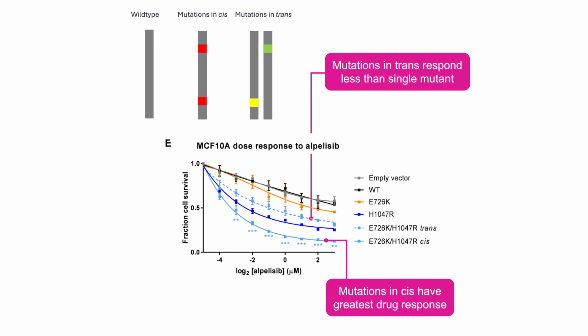Phasing also determines whether 2 mutations on the same gene are on the same allele, that's in cis, or if they're on opposite alleles, in trans. In breast cancer, researchers studied patients with 2 mutations in the PIK3CA oncogene. When both mutations were in cis, patients showed a super responder phenotype to the targeted therapy alpelisib. But when the same 2 mutations were in trans, that enhanced response disappeared.